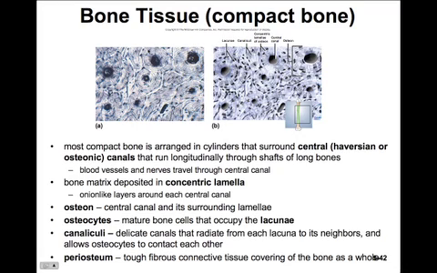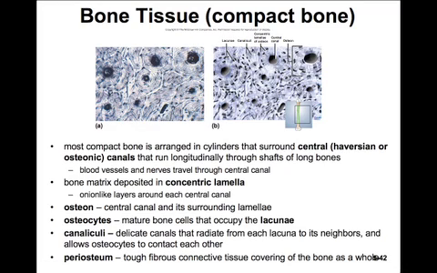Most compact bone is arranged in cylinders. They're highlighted over here in the figure on the right. They surround a central Haversian or osteonic canal that you can see here. The blood vessels and nerves travel through these canals. The bone matrix is deposited in concentric lamellae. You can see that there are layers and layers and layers. These are the matrix. They're like onions around each central canal. The osteon is the central canal itself and its surrounding lamellae.